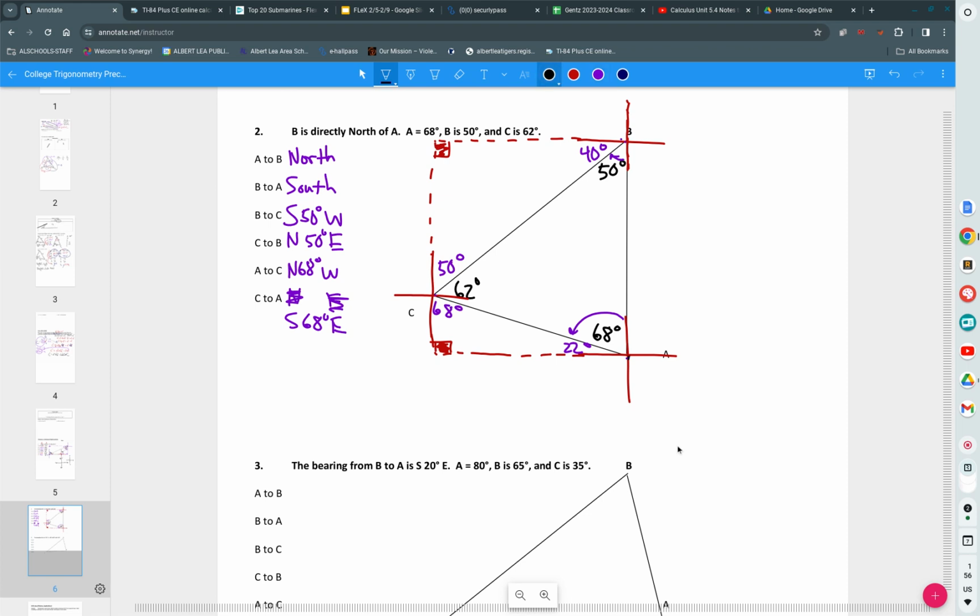A to B. Straight north is 360, 0 or 360. Could do either one. Typically 0 is what's listed. B to A, 180.